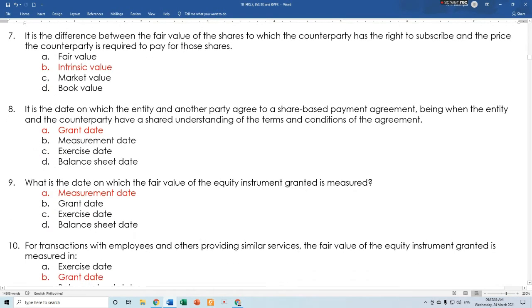Next, number 7. It is the difference between the fair value of the shares to which the counterparty has the right to subscribe and the price the counterparty is required to pay for those shares. That is known as your intrinsic value. 8. It is the date on which the entity and another party agree to a share-based payment agreement, being when the entity and the counterparty have a shared understanding of the terms and conditions of the agreement. So this is your grant date.